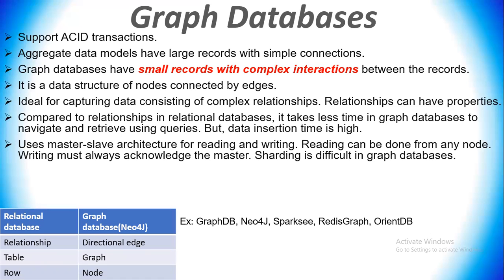So replication is the one used in graph databases. Even in aggregation data models, in most of the architectures you saw that replication is the one used rather than sharding. Right.